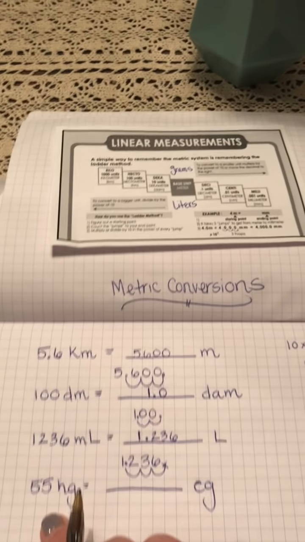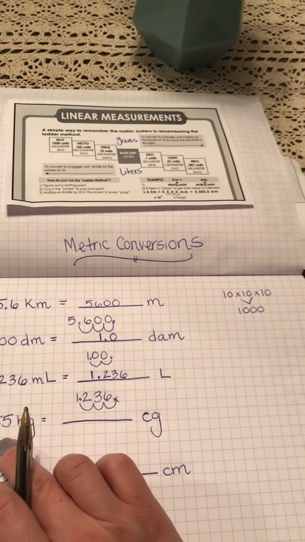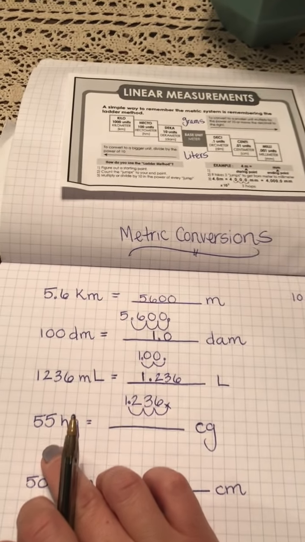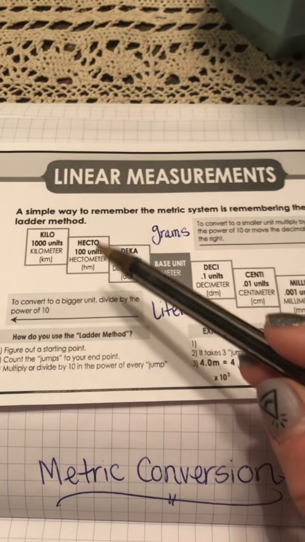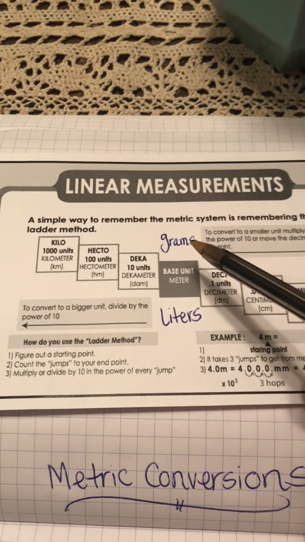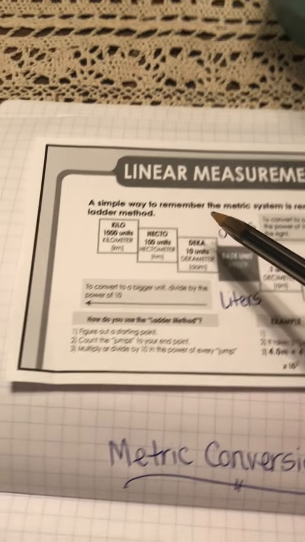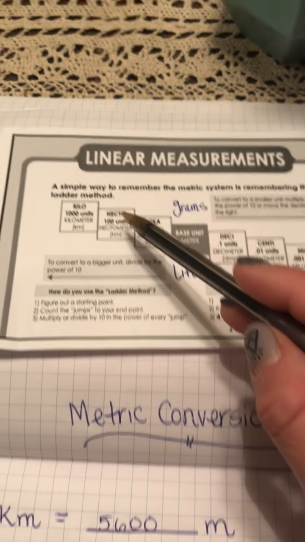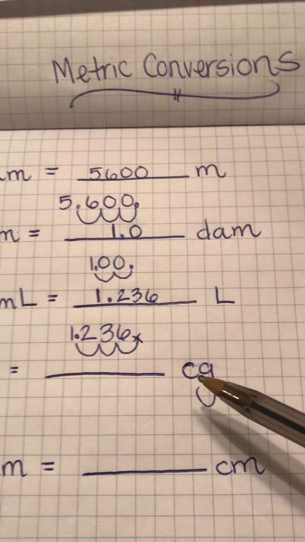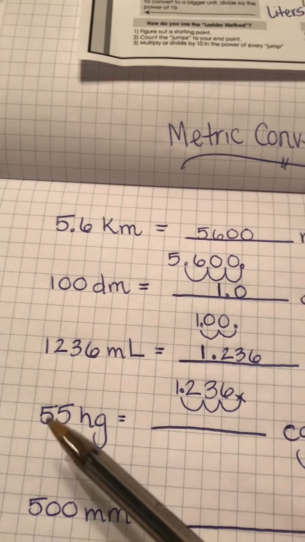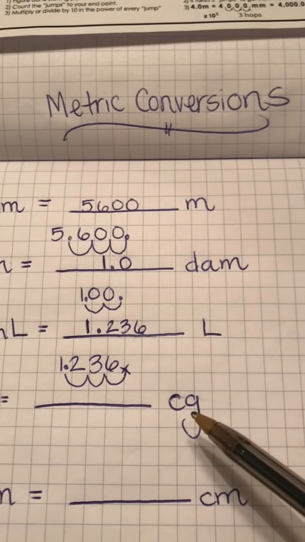Next one. We're at 55 hectograms, which we don't use very often. Hecto is up here. It's a larger measurement, and I associated it to grams, which is your weights. So currently we have 55 hectograms, and it looks like we want to change to centigrams. So I'm going from a bigger type of measurement to a smaller measurement.